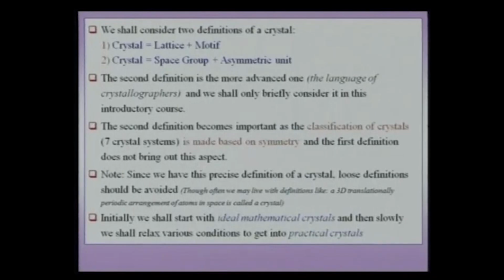The second definition, which we had briefly mentioned, and perhaps we will not go into a lot of detail in this course, is the definition of a crystal wherein we invoke the concept of a space group and an asymmetric unit. So a crystal, according to the second definition, is a space group plus an asymmetric unit. This definition, which is based on symmetry, becomes important especially when you are trying to classify crystals, and in one of these classifications we will consider that there are 7 types of crystal systems.